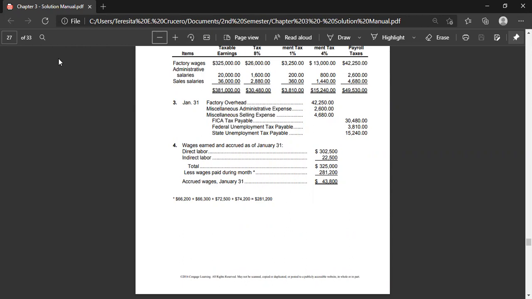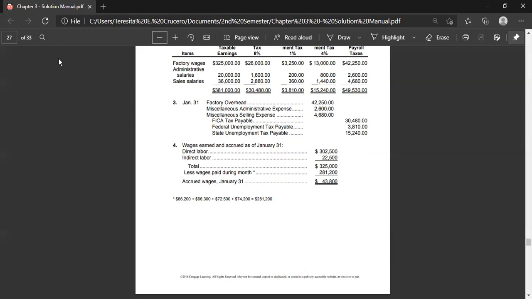So we have the FICA tax, and then the federal unemployment tax, and the state unemployment tax payable. So we have the total of 15,240, 3,810, and 30,480. Number 4, assume that the factory employees work on January 29, 30 and 31. What was the amount of accrued wages on January 31? Hint, assume that there were no accrued wages at the beginning of the month.